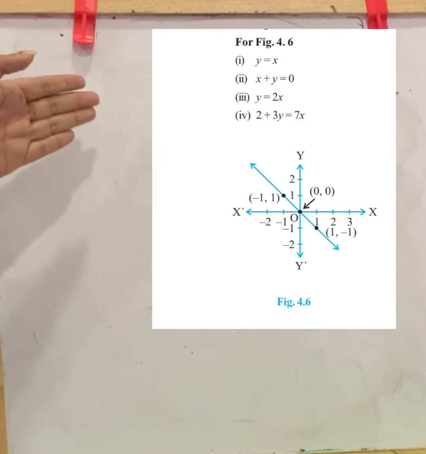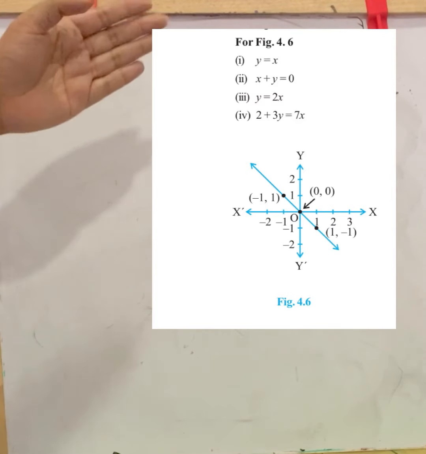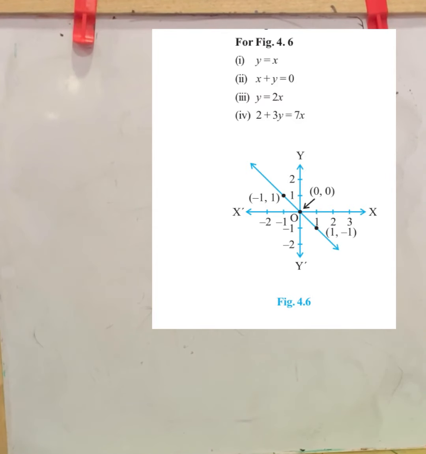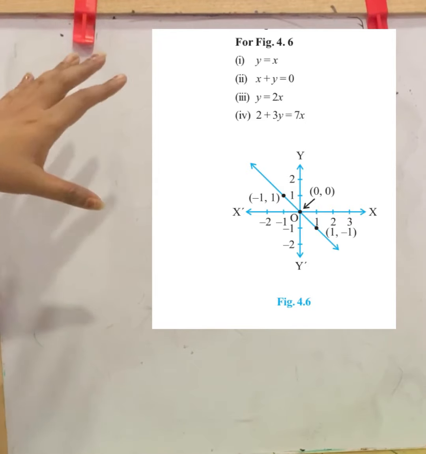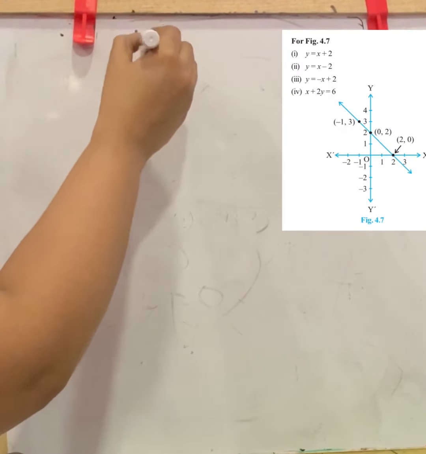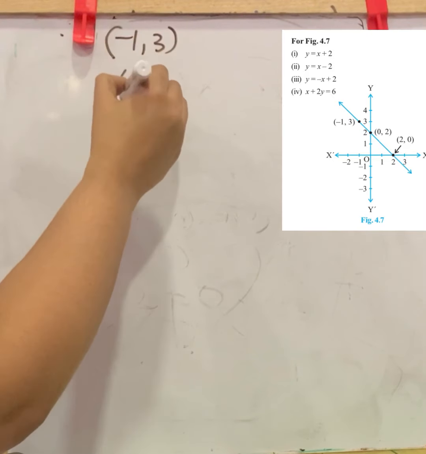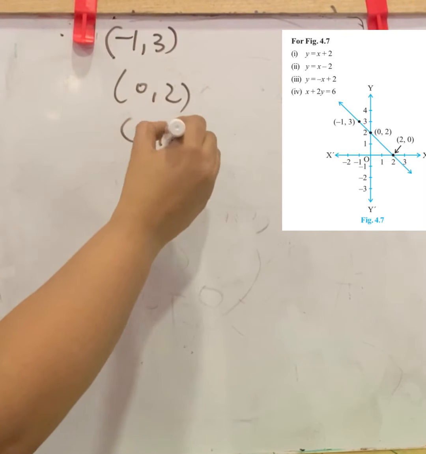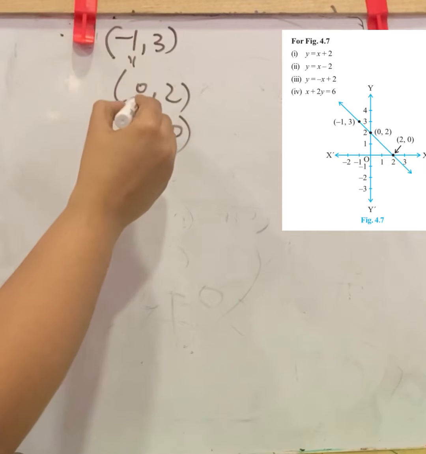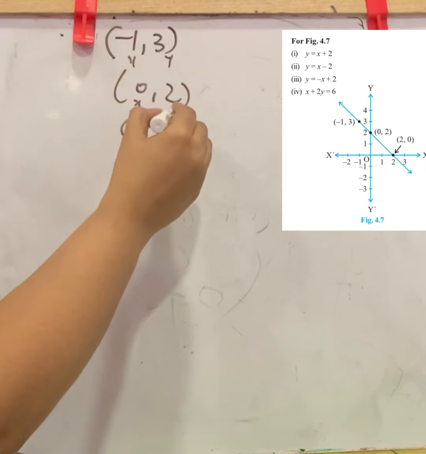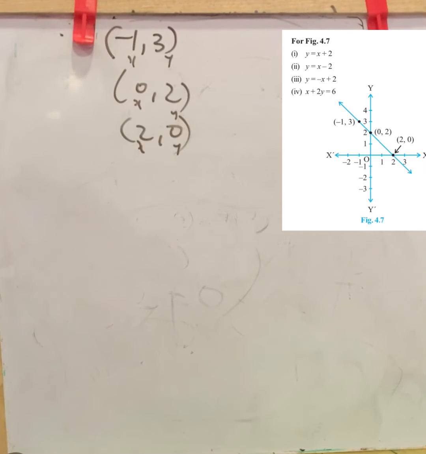So the given line shows the equation x plus y equal to 0 because all the 3 points satisfy that equation. In the second figure, solutions are negative 1 comma 3, 0 comma 2, 2 comma 0. This is x and this is y. First case, let us check which is the equation satisfying all the three solutions.